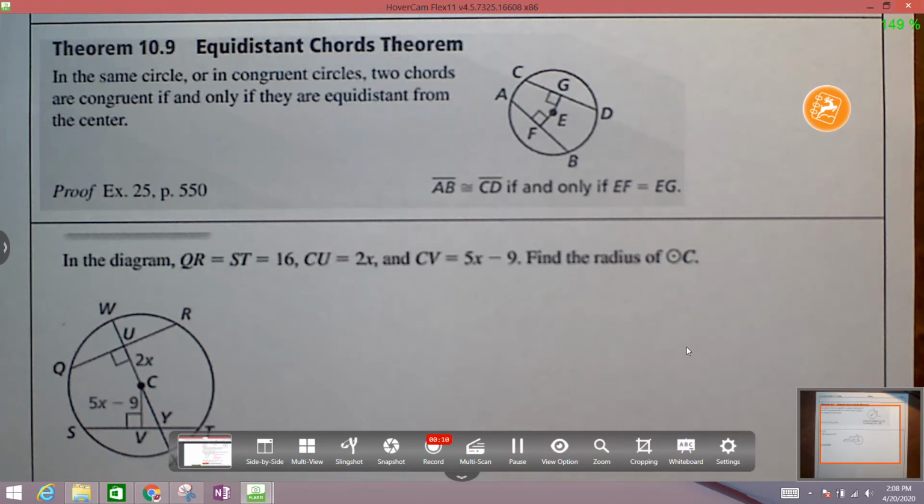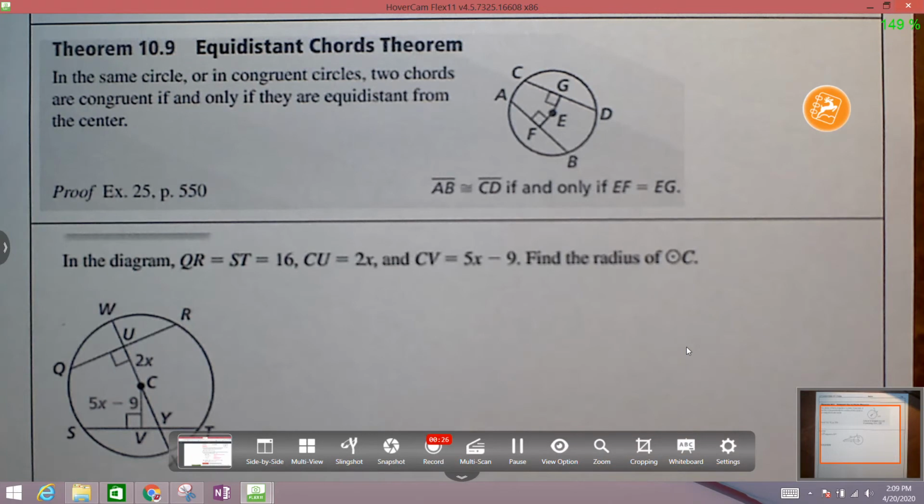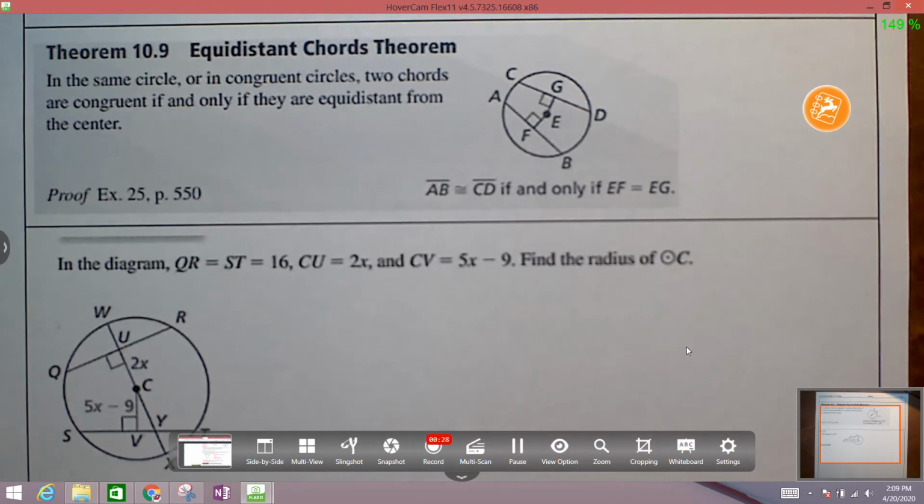Theorem 10.9, equidistant chords theorem. It says, in the same circle, or in congruent circles, two chords are congruent if and only if they are equidistant from the center. Okay, so in this diagram, we have circle E. So let's go ahead and recreate this. So go ahead and draw these notes along with me, please.